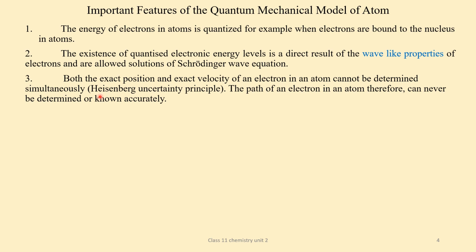Both the exact position and exact velocity of an electron in an atom cannot be determined simultaneously, according to the Heisenberg uncertainty principle. Thus, the path of an electron in an atom can never be determined or known accurately. This sentence, please underline.